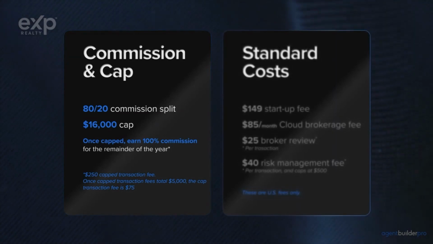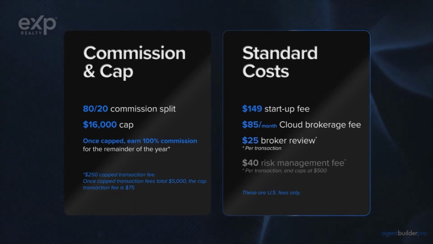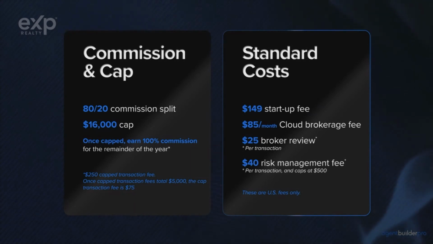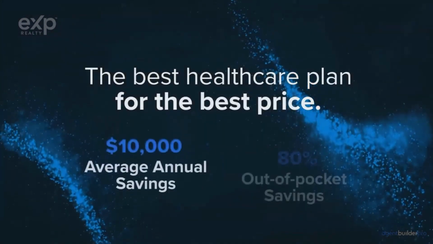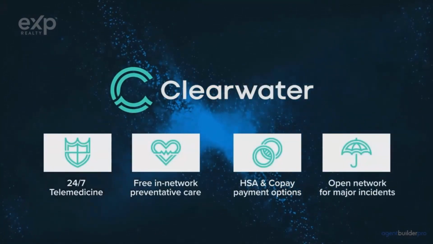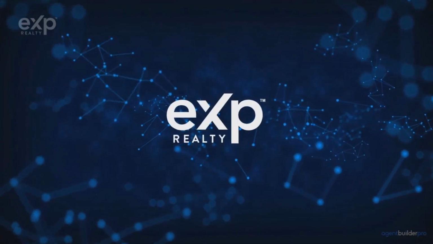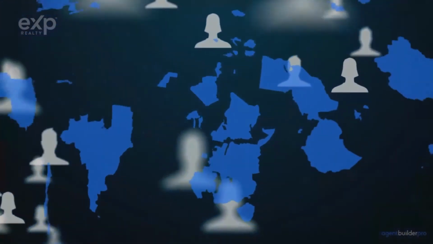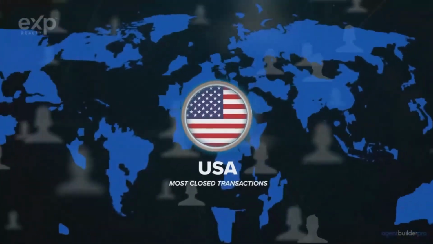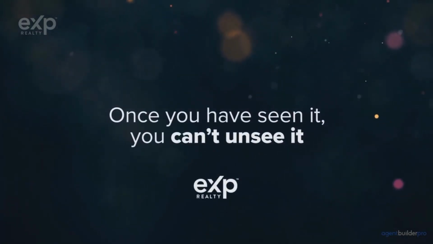Here's the amazing part. It's only $149 to join EXP, and that includes your first month's $85 brokerage fee. On each transaction, there's a $25 broker review fee and a $40 risk management fee. The risk management fee caps at $500 each year. We're also excited to announce that we've added a low-cost healthcare alternative. Our agents get a one-on-one virtual consultation to ensure they've selected the right plan. EXP Realty continues to set industry records, becoming the #1 independent brokerage in the U.S. for closed transactions. For more information, reach out to the agent who shared this video with you.